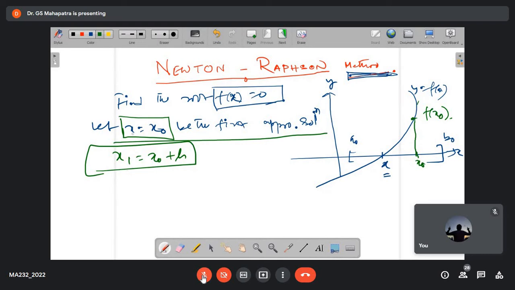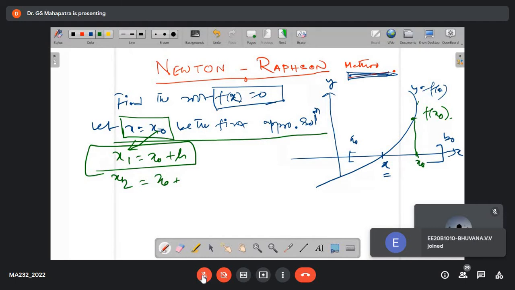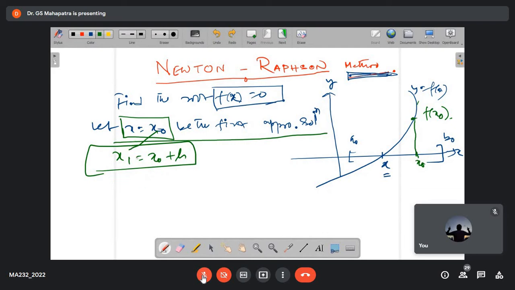So from x0, the improved solution is x1. And in a similar way, x2 is x1 plus h, like that. So this is the second approximation solution, the improved solution. First we will consider x1. Now let us consider this is x0.